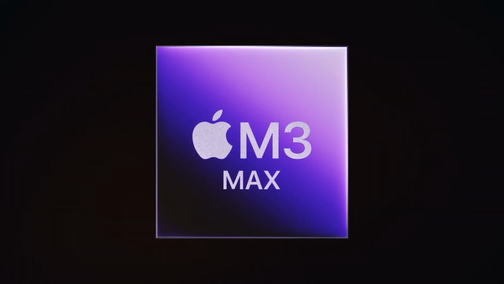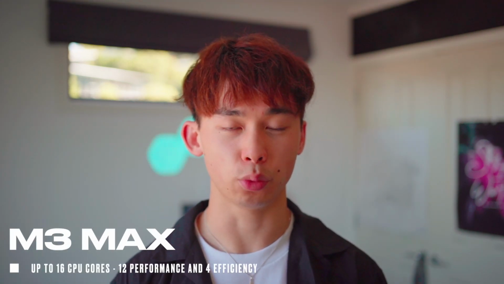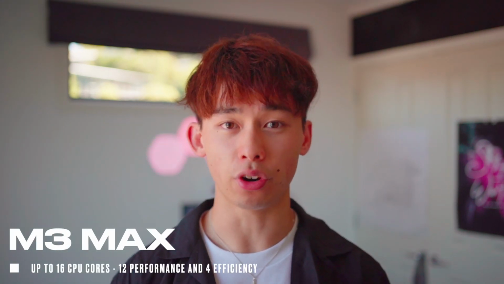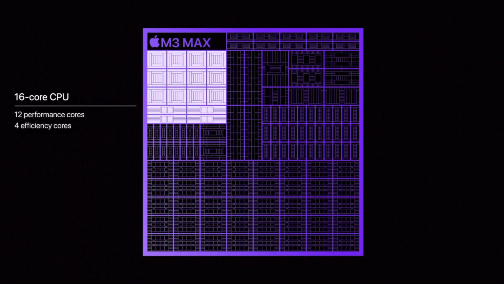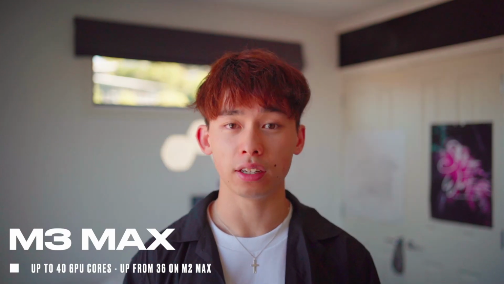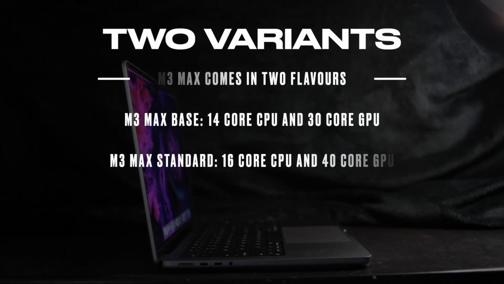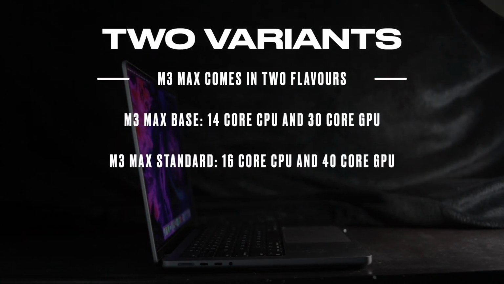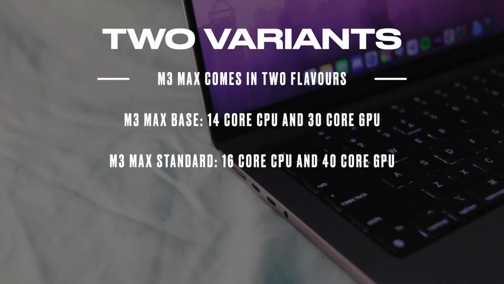The M3 Max sees quite a significant difference from the M2 Max, with several different key features. It now has up to 16 CPU cores with 12 performance cores and 4 high-efficiency cores, which is up from 12 from the M2 Max. It also now features up to 40 GPU cores, which is up from 36 on the M2 Max. There are also 2 variants like the M3 Pro, one with 14 CPU cores and 30 GPU cores, and another one with 16 CPU cores and 40 GPU cores.